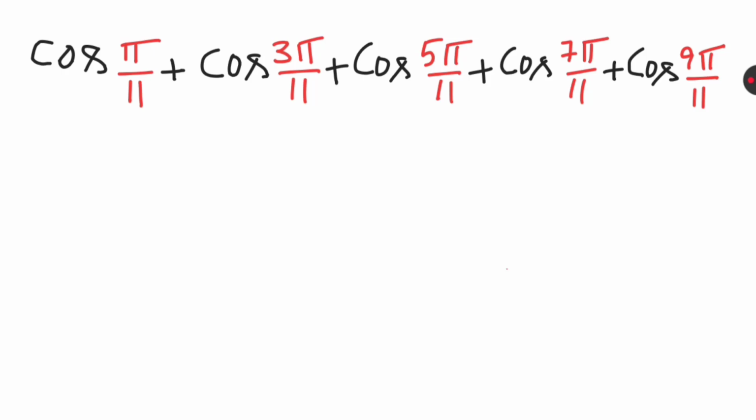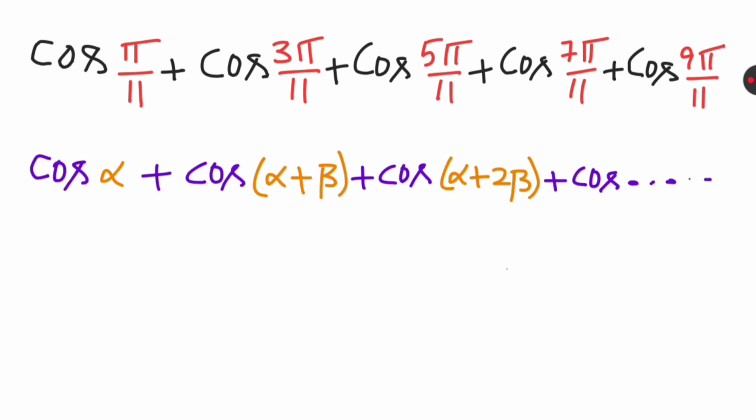If NTA gives this type of question in mains, how will we solve it? cos pi by 11 plus cos 3 pi by 11 plus cos 5 pi by 11 plus cos 7 pi by 11 plus cos 9 pi by 11. First we need to check the given expression. It is in the form of cos alpha plus cos (alpha plus beta) plus cos (alpha plus 2 beta) and so on. First we need to check whether it is in this format or not.